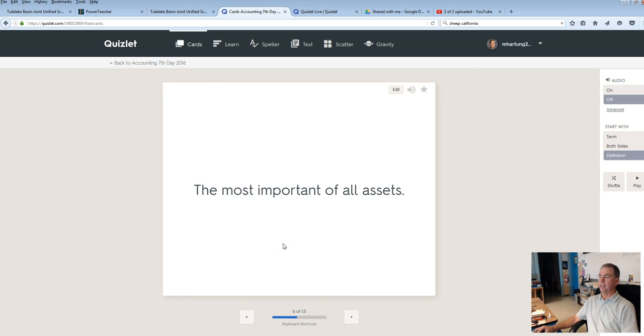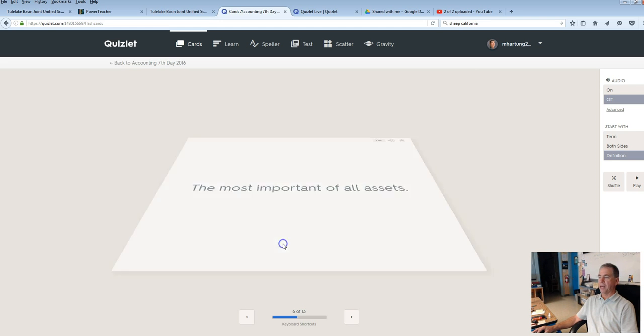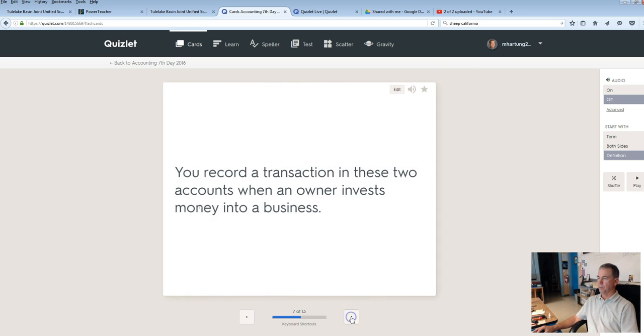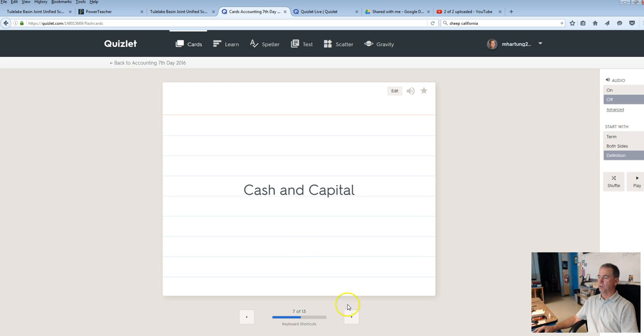Very important asset, cash, critical. The only way you can pay your bills is with cash. You record a transaction in these two accounts when an owner invests money into a business, and that would be cash and capital.